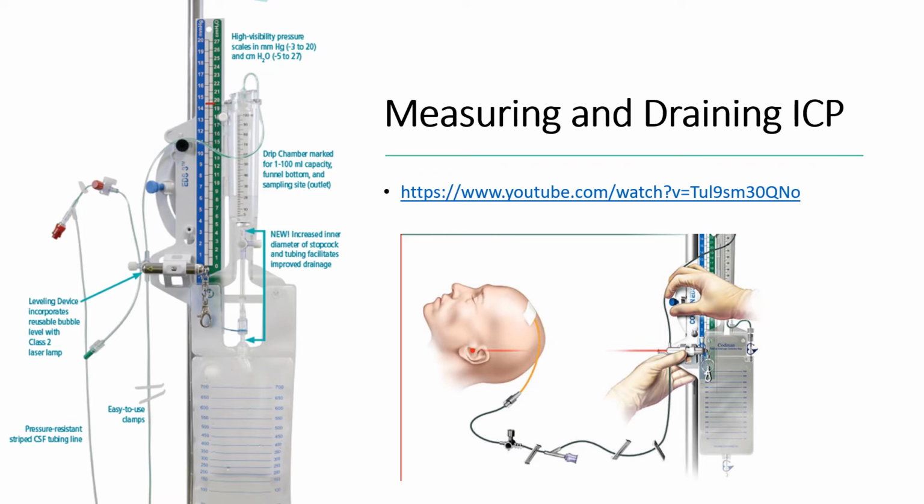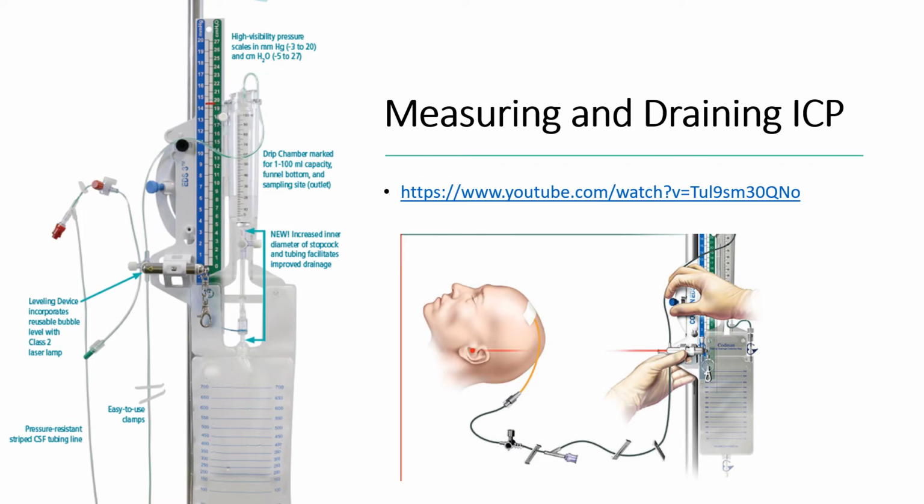And I know this looks very confusing and I don't expect you guys to know this, but there's the blue numbers and there's the green numbers here, okay? And that's pretty much the level of where we would set the ICP, okay? So this burette here, the CSF fluid will drain into this measurement, and then in turn it will drain into the bag, okay? That's below.